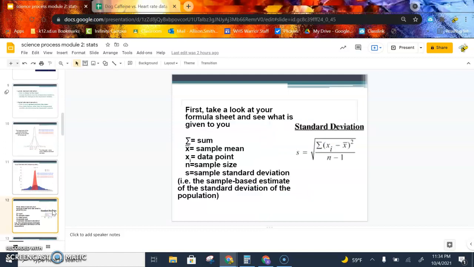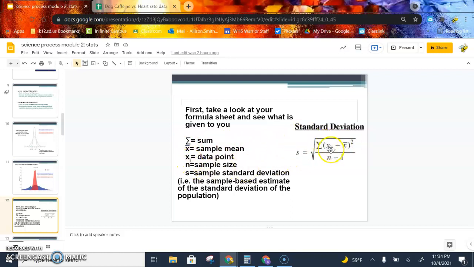So standard deviation is another formula that's given to you on the AP formula sheet. And we have to look at these symbols and what is actually given to you to understand what we need to do. If you look at this sum symbol, sum means add it all up. Where you see X bar, X with a little bar above, we already saw that that means mean or average.